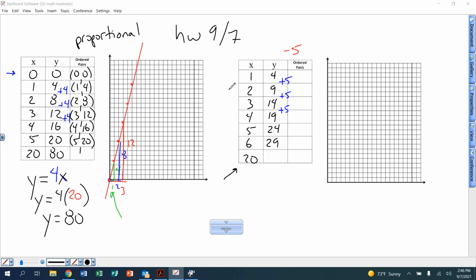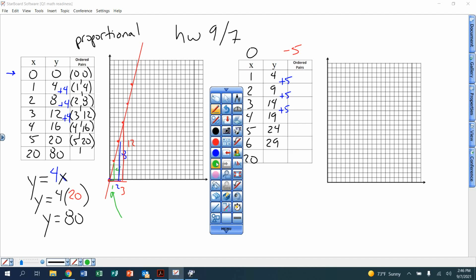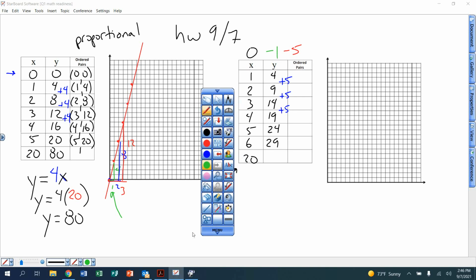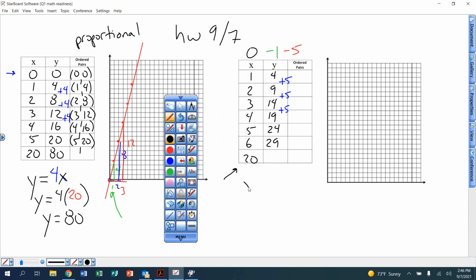So if I want to find that 0 term, if I take this 4 right here, minus 5, that gives me 4 minus 5, negative 1. That equation I'm using for this table is that number in front of x, 5, and then plus or minus that y-intercept number, minus 1. If you want to prove that that equation works, try it. Plug in 4. See what happens when you plug in 4.